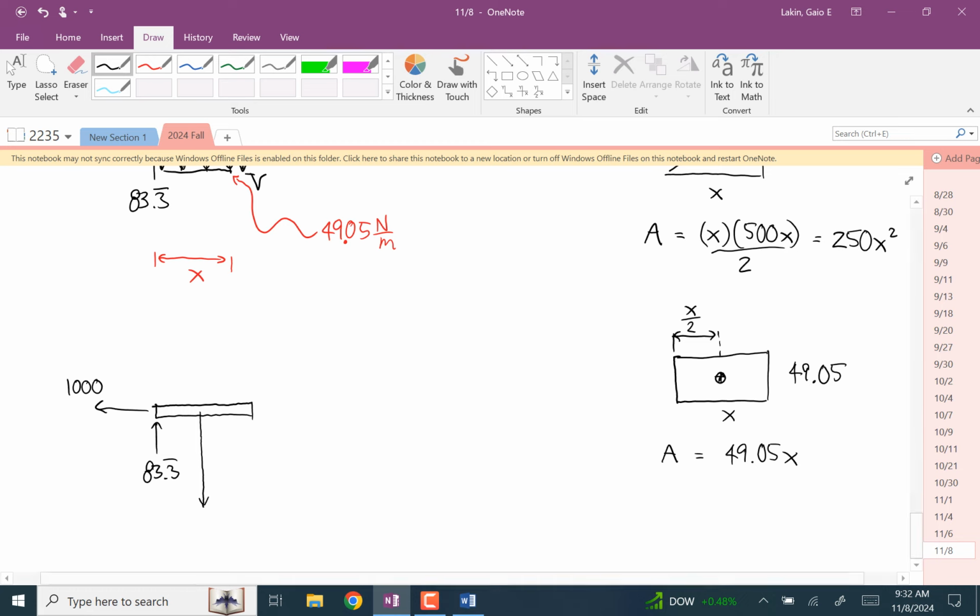Okay. So this point force is in the middle. It's 49.05x. This point force is a little to the right of there, and it has a magnitude of 250x squared. And then we have the internal loads T, V, and M.